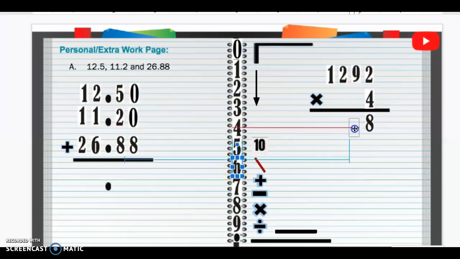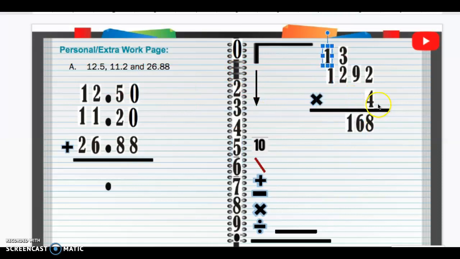So we have 4 times 2, which is 8. 8 plus 3 is 11. So you put your 1, and then you're going to have another 1 there. And a 1. So you have 4 times 1 is 4, plus 1 is 5.